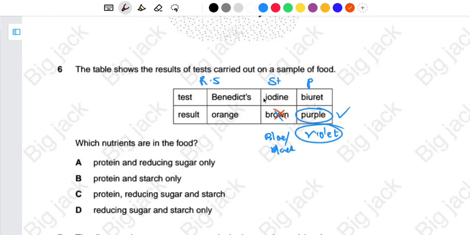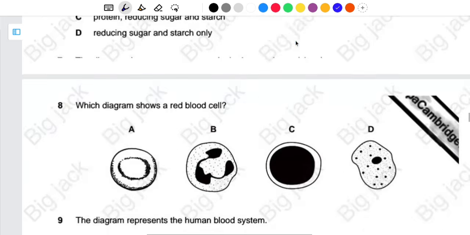Then Benedict's solution, like I said, is for reducing sugar. You can see orange or yellow when it is present, so here it is present. So we have reducing sugar and proteins only, because starch, tested with iodine, is not present in this solution.